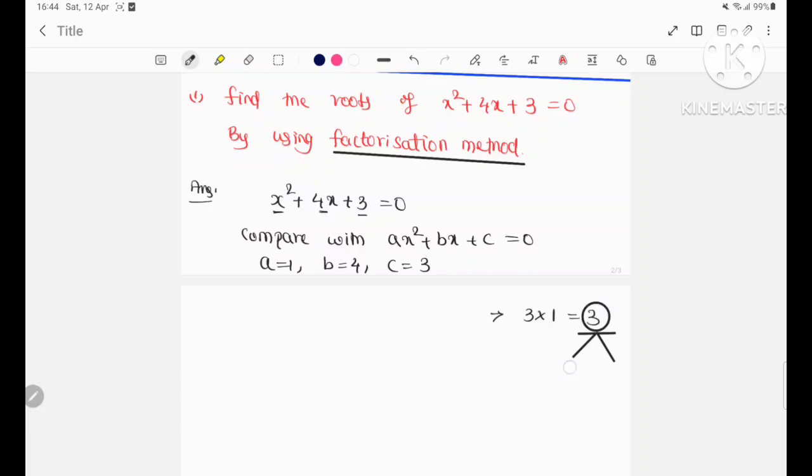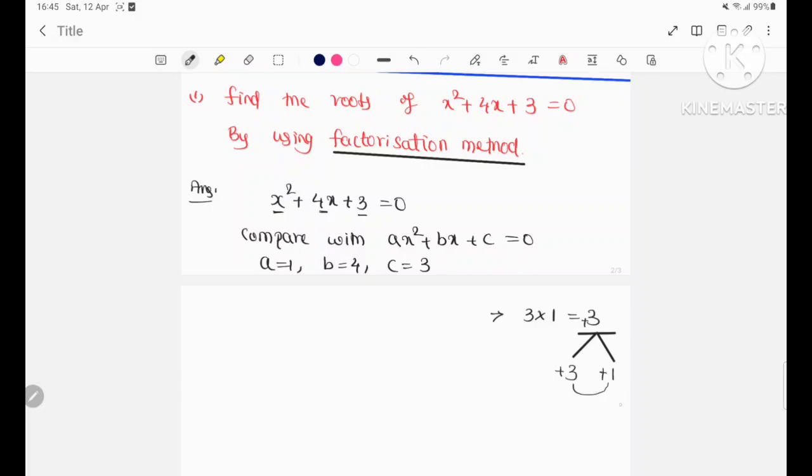3 is a prime number, so it has only two factors. And the sum must be the middle term. That means you should take plus and plus. So if you multiply, you should get plus 3. If you add, you will get the middle term.